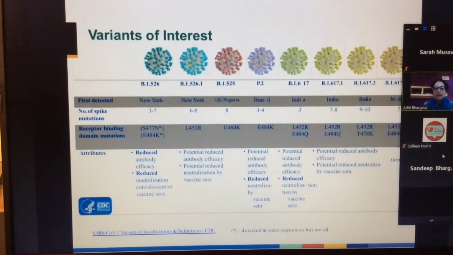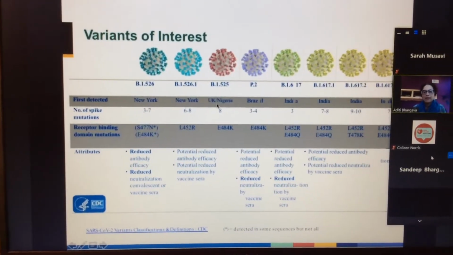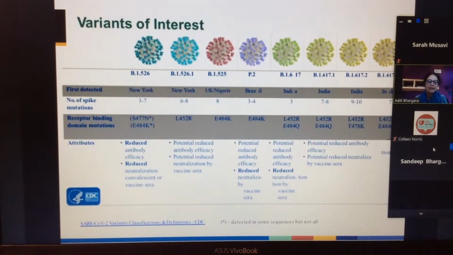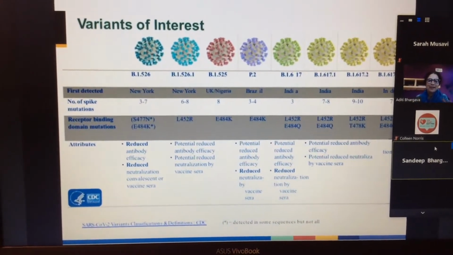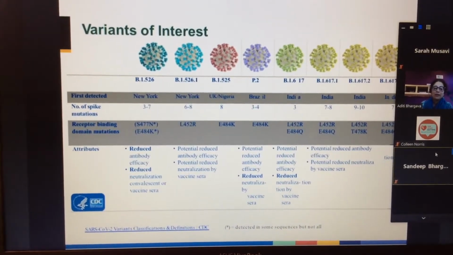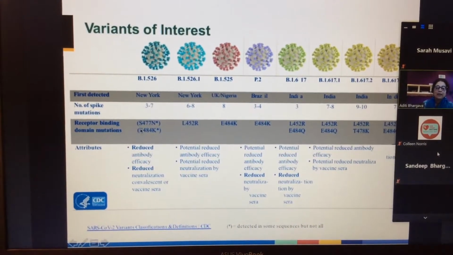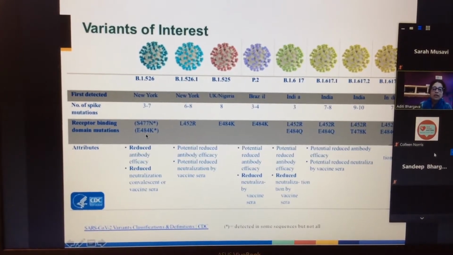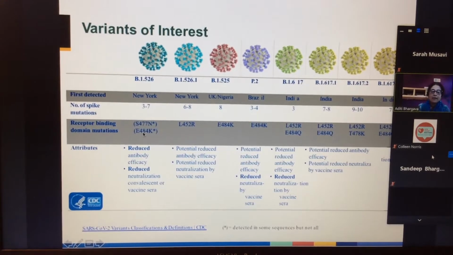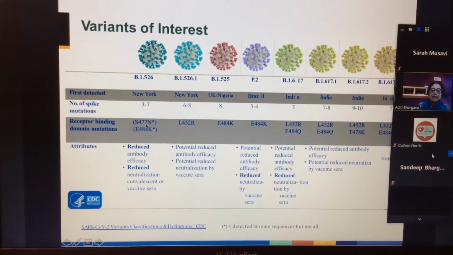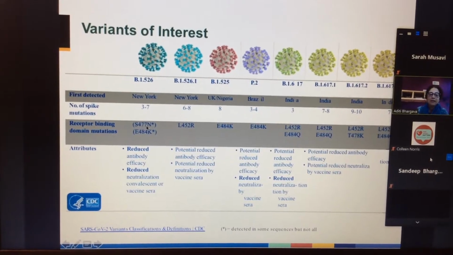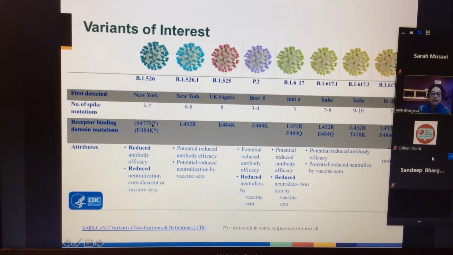So these are the variants that CDC has posted on its website. People have heard their names or what these mutations basically are. These are all amino acids that have been changed. So, for example, here you have serine at a particular amino acid residue, which is 477, changed to an asparagine.